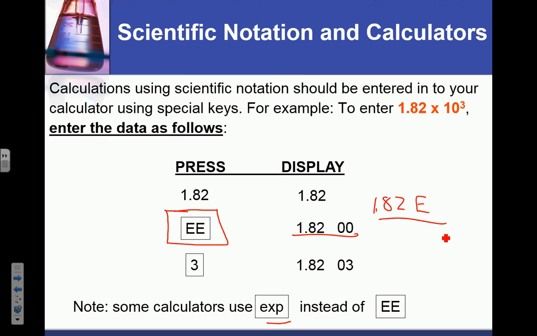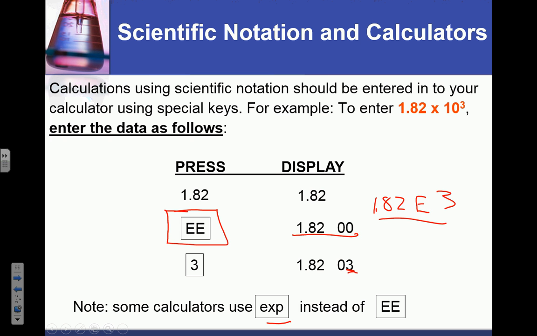Now, since we want 10 to the third, then we want to put in 3. And when you hit 3, all of a sudden a 3 will appear right to the right of that E. Or in the case of the older style calculators, a 3 will appear in that second place. So that literally means to your calculator 1.82 times 10 to the third. Now when you turn it into paper, you can't put 1.82 E3. You need to put 1.82 times 10 to the third.